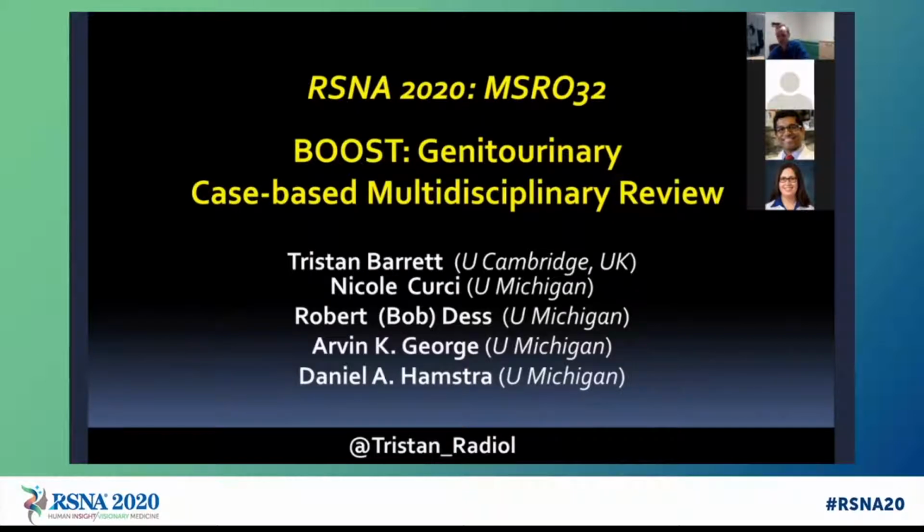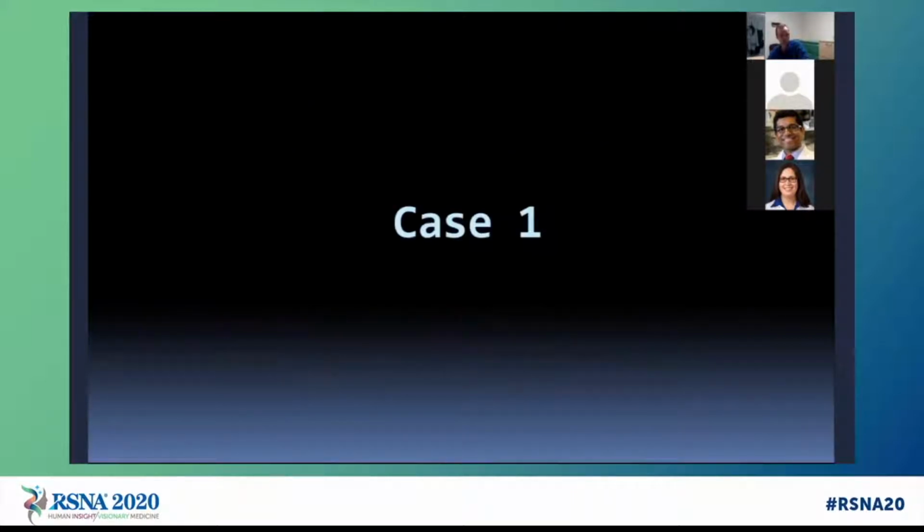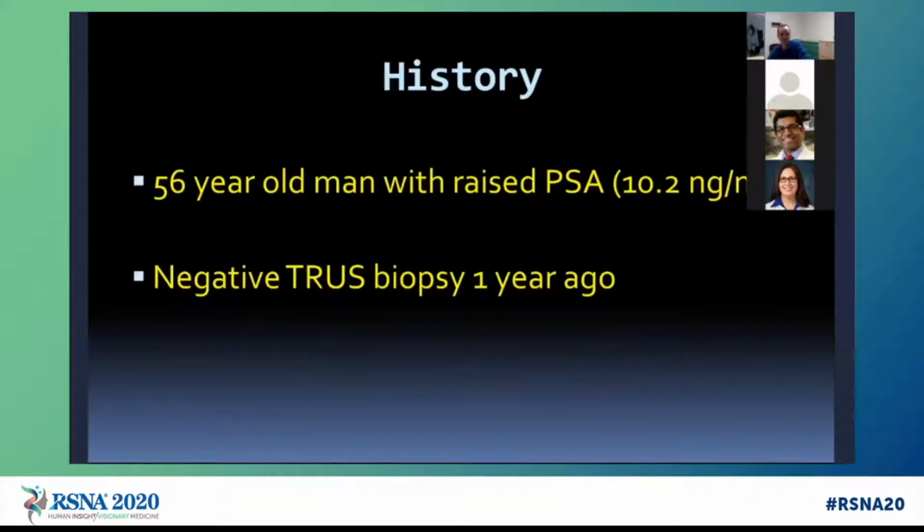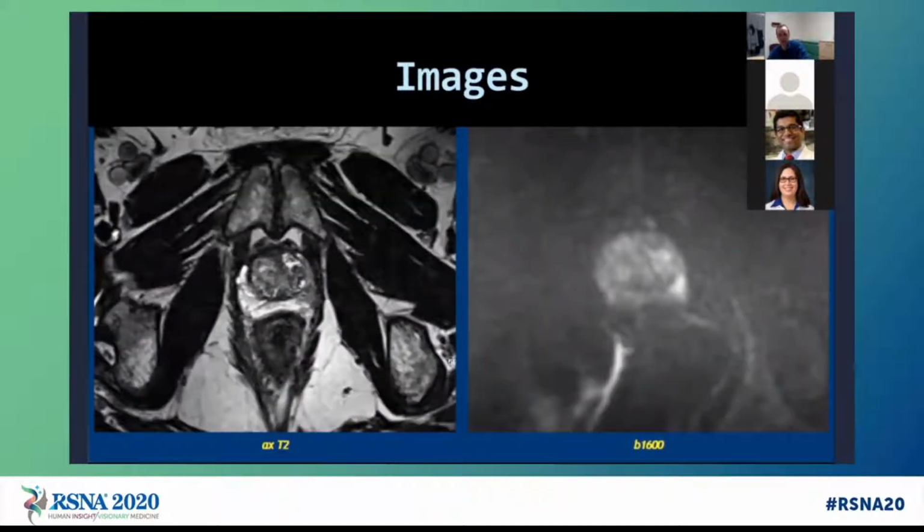So we'll move on to the cases. If we go to case one, I'll just briefly give you the history for this. This is a 56-year-old man with PSA level of 10.2 nanograms per mil and a previous negative transrectal ultrasound guided biopsy, that's a systematic biopsy, 1 year prior to the current MRI. So I'll hand over to Nicole to talk through the imaging from this case to start with.